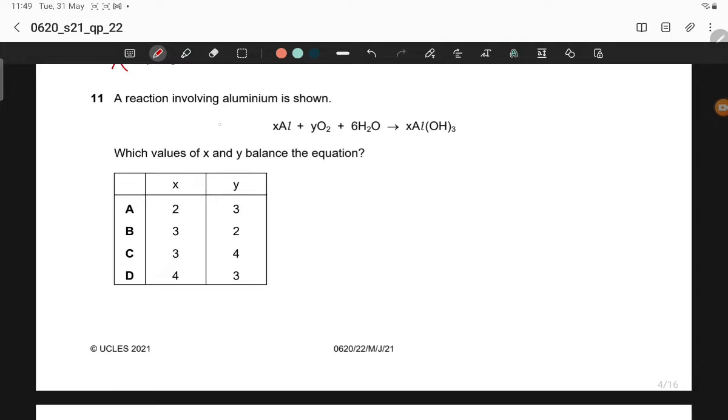Question number 11. A reaction involving aluminium is shown. Which values of X and Y balance the equation? So 6H2O, 6 twos are 12. Over here it is 3, so it must be 4. 4 threes are 12, so this balances the hydrogen. And 4 over here, 4 threes are 12 oxygen. So there are 6 oxygen over here, so 3 must be here. So X is 4 and Y is 3. So D must be correct.